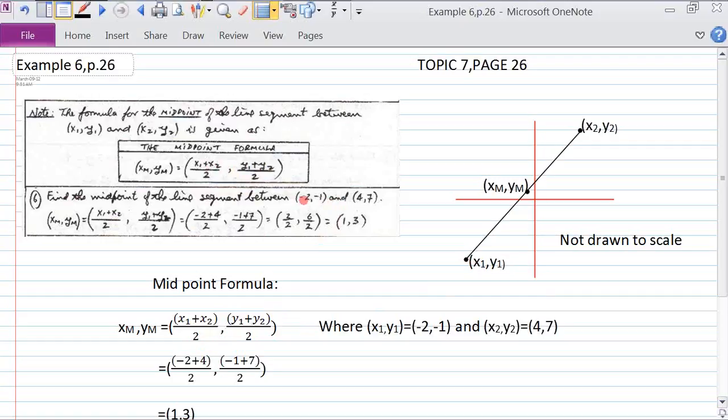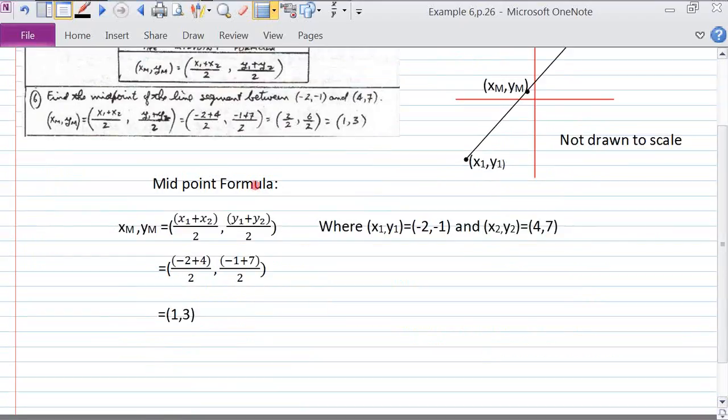And we want to calculate the midpoint between the 2 points minus 2, minus 1 and 4, 7. So what we do is we add the two x values, which are minus 2 and 4, right here. We add them and divide by 2. So minus 2 plus 4 is 2. 2 divided by 2 gives us 1. And then we add the two y values, y1, y2, minus 1 plus 7 divided by 2 gives us 6. 6 divided by 2 gives us 3.